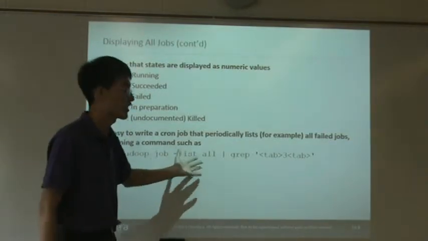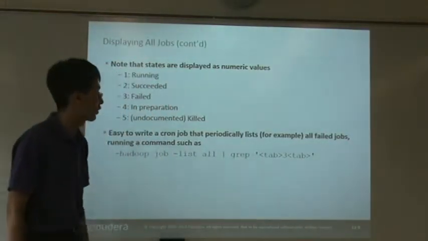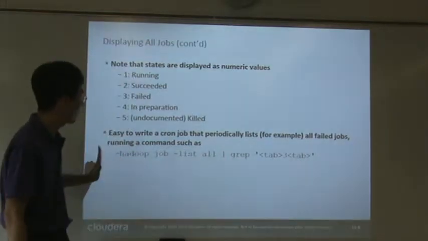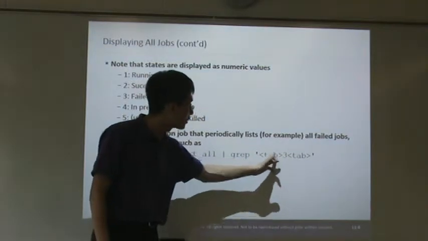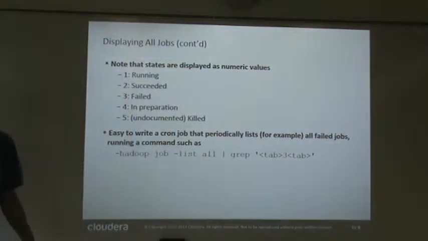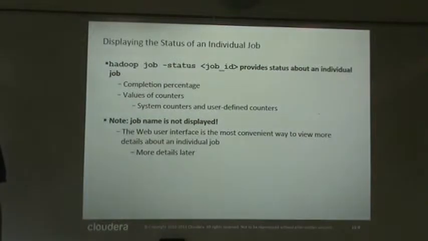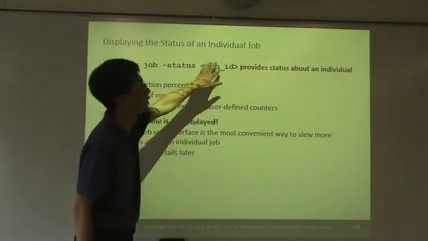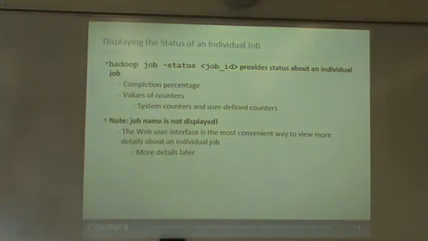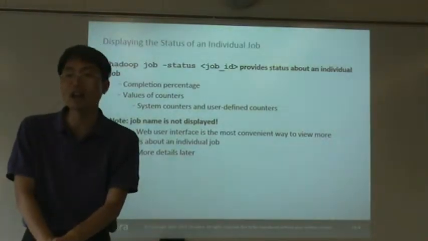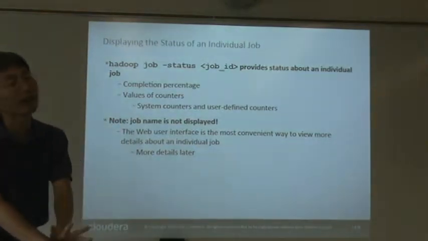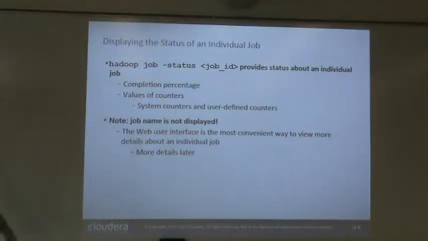you can use a very simple Unix command like grep. This is a pipe, so the output of this one will be the input of this, then you can see running and failed. So you can specify a specific job ID if you know. However, even if you specify the job name, such a job name is not displayed in that command because it's only for the web user interface.